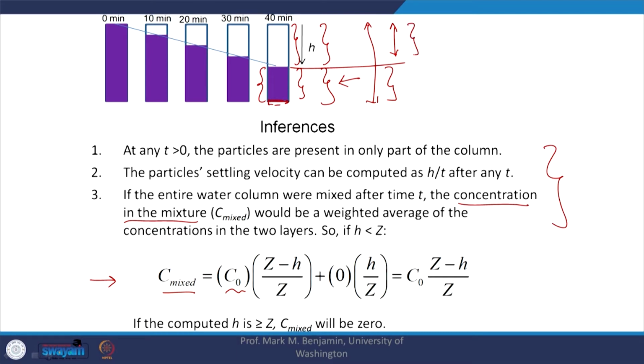And in the above layer, H by Z, let's say, there are no suspended solids, that's why we have 0. So C mixture is equal to C naught into Z minus H by Z, let's say, right? The concentration is uniform here, that's what we always have. So let's move on. We will look at this later again, but please keep this in mind, as in we are weighting it by the concentration in that zone, and also weightages, right. We are looking at the height of that particular zone, let's say, right. So that's something to keep in mind.